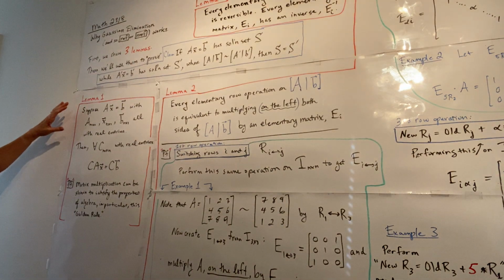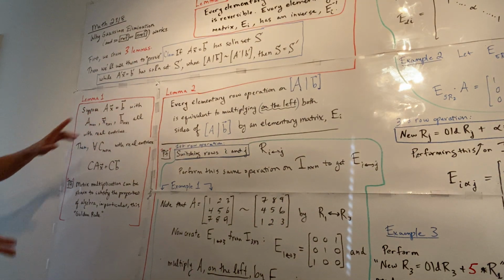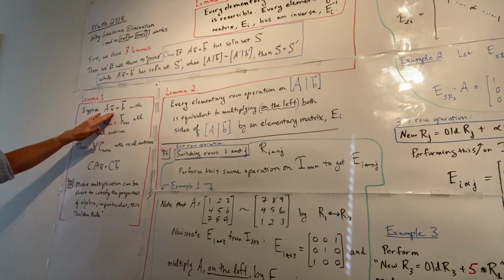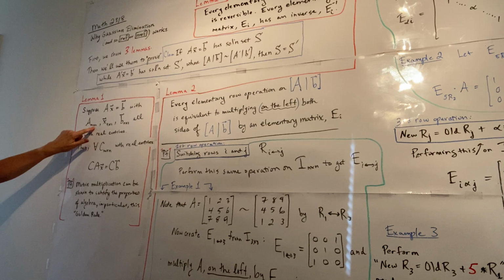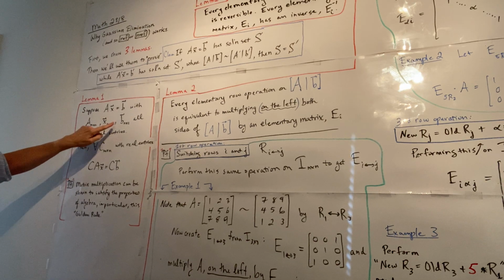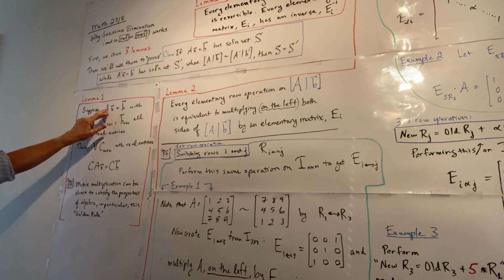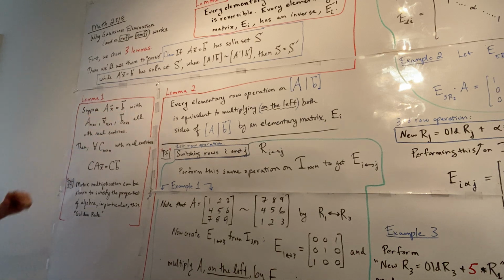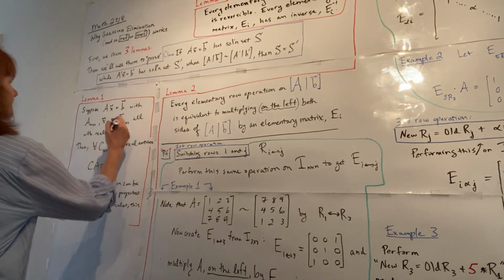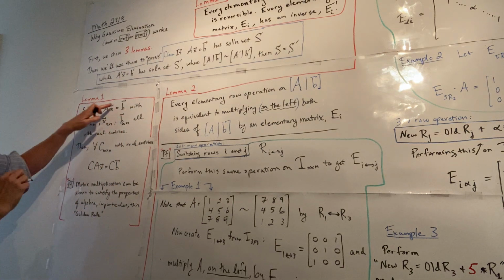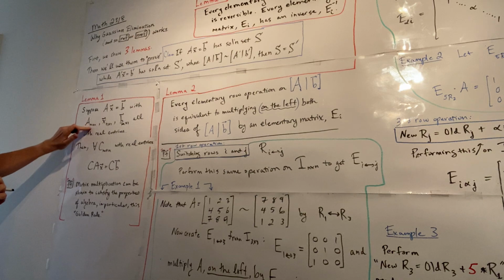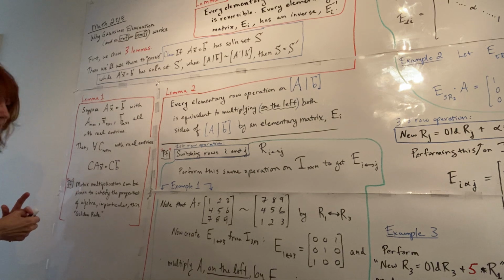So lemma 1, and again, this proof is in quotes here. So suppose AX is equal to B, with A an m by n matrix, X an n by 1 matrix, B an m by 1 matrix. Of course, if you multiplied m by n by n by 1, you get an m by 1 here. Okay, so suppose you have these column matrices and this matrix here such that this equation is true. And I'm assuming we're talking about matrices with all real entries.